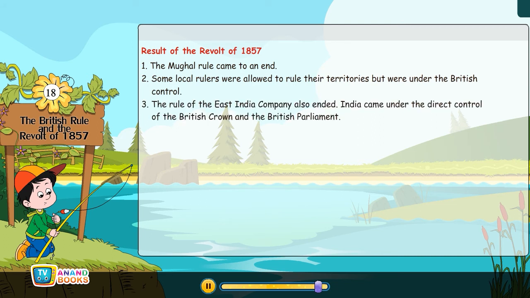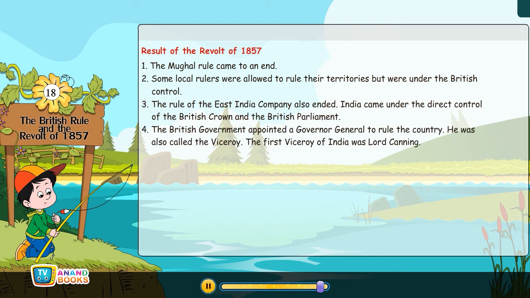The rule of the East India Company also ended. India came under the direct control of the British Crown and the British Parliament. The British government appointed a Governor General to rule the country. He was also called the Viceroy. The first Viceroy of India was Lord Canning.